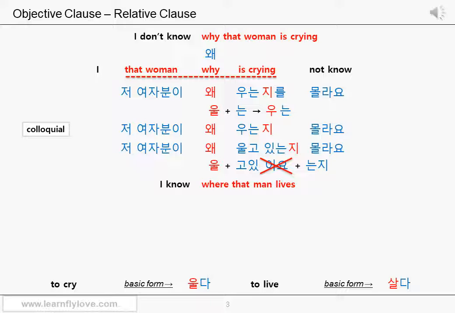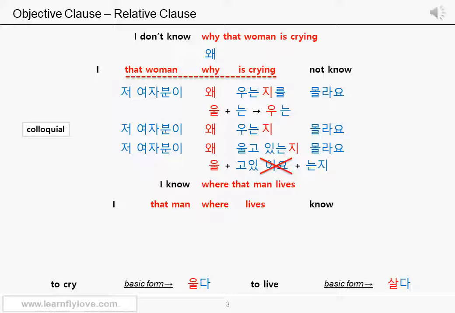Let's see the next sentence. I know where that man lives. Let's reposition the words. I, that man, where, lives. No. Where indicates a place where the action of living actually takes place. So you can put it right after the subject of the relative clause, that man.